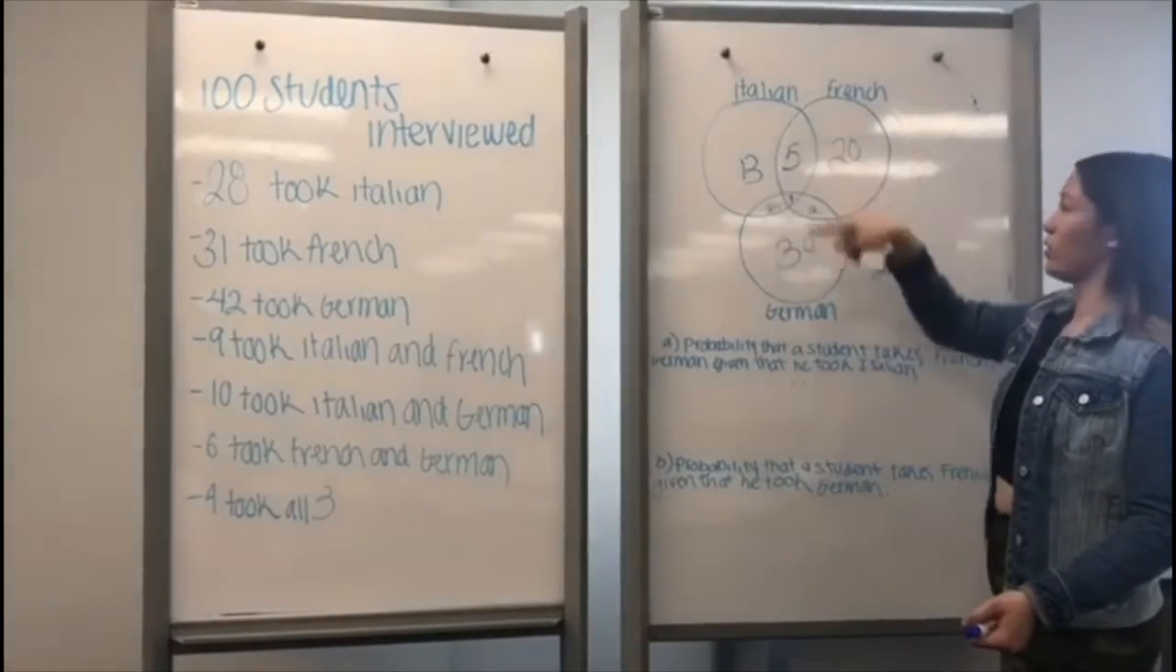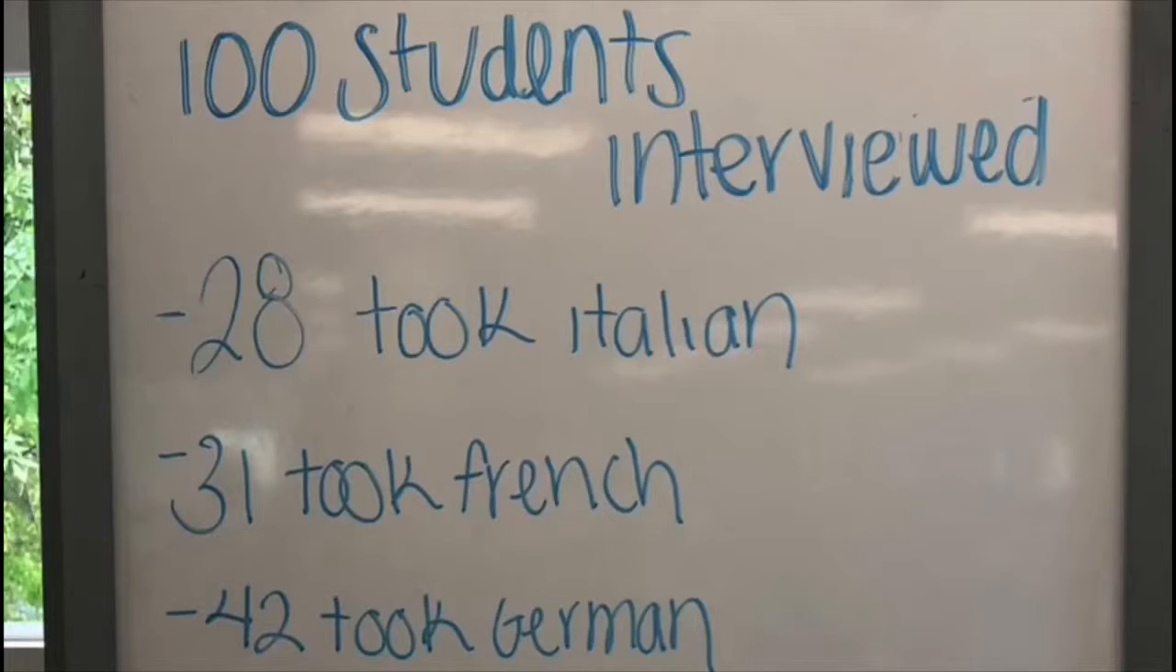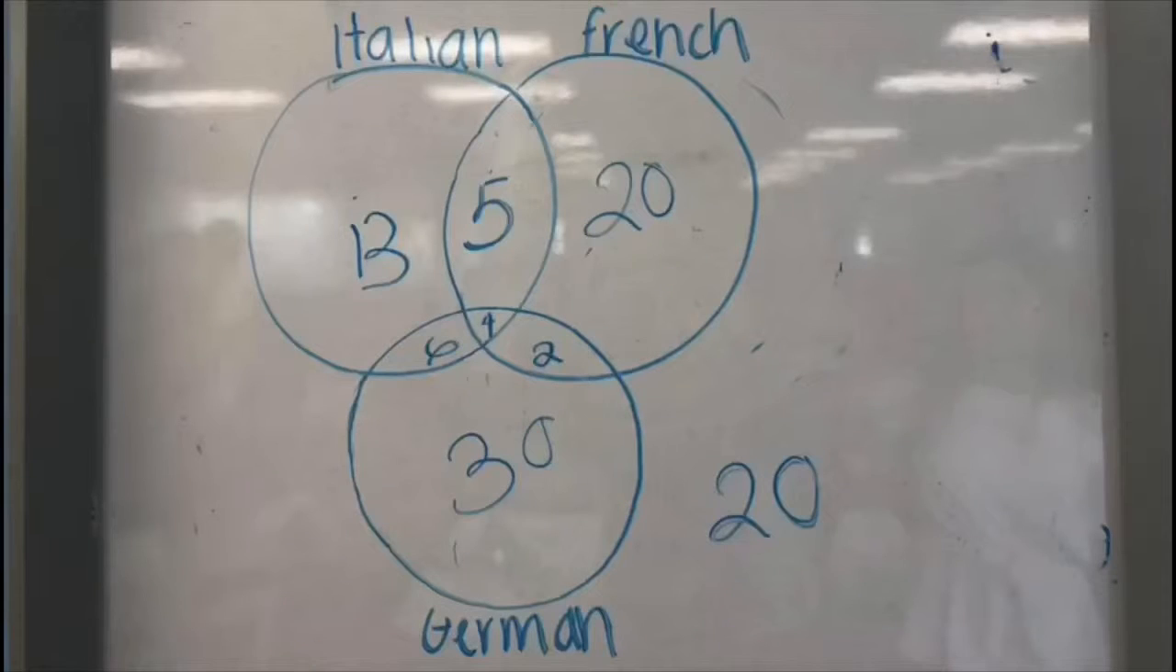Now the middle part of the Venn diagram is done. To get the exact number of students who only took Italian, French, or German, we used the first 3 numbers that we got from our results in the interviews. For example, to get the exact number of students who only took Italian, we took the 28 and we subtracted it by the 5, the 4, and the 6, which are the numbers at the middle, which represent the number of students who took Italian and any other different language. We did the same thing for German and French.